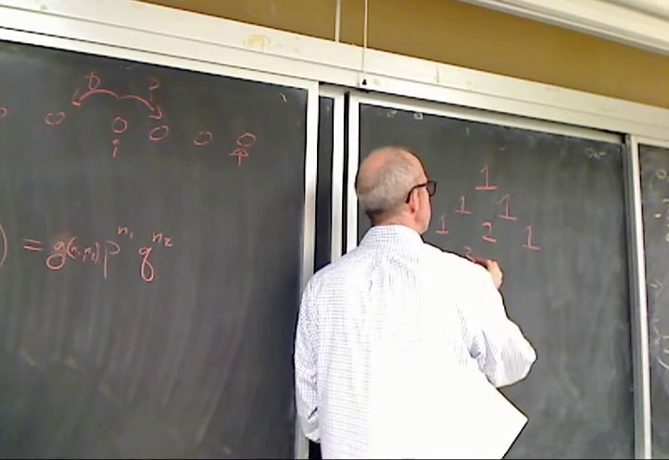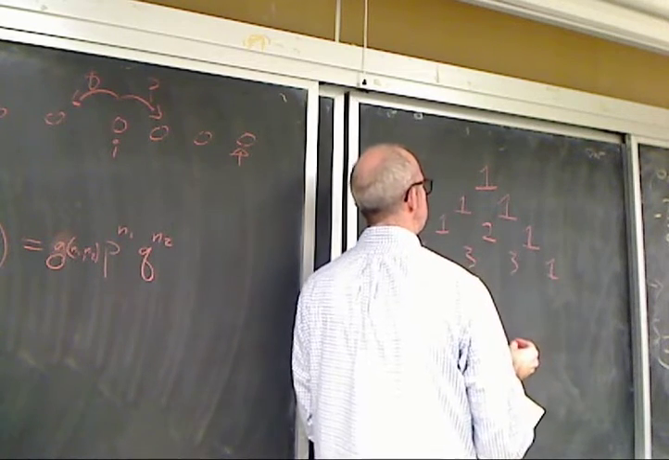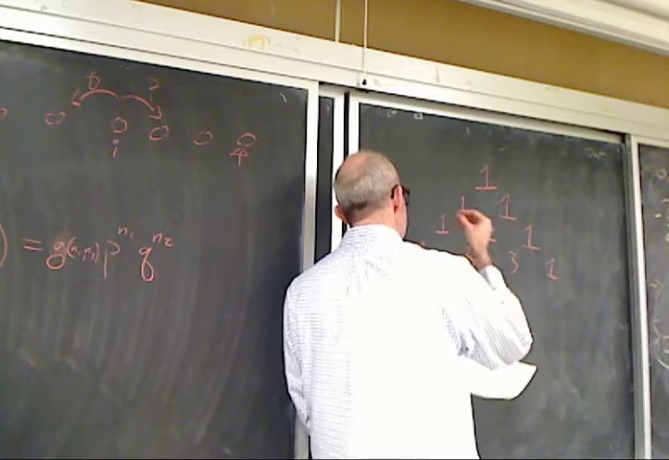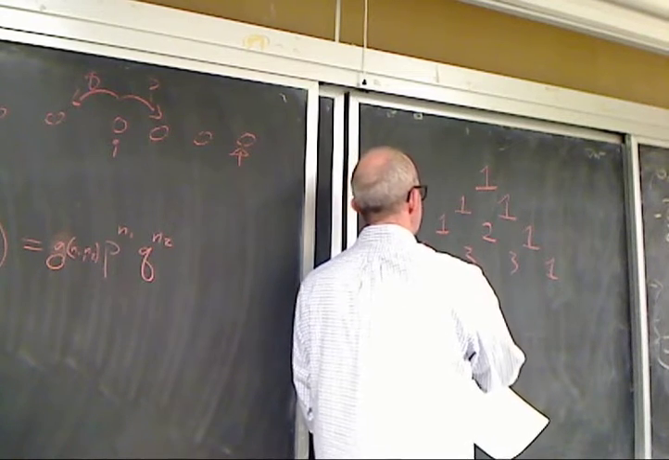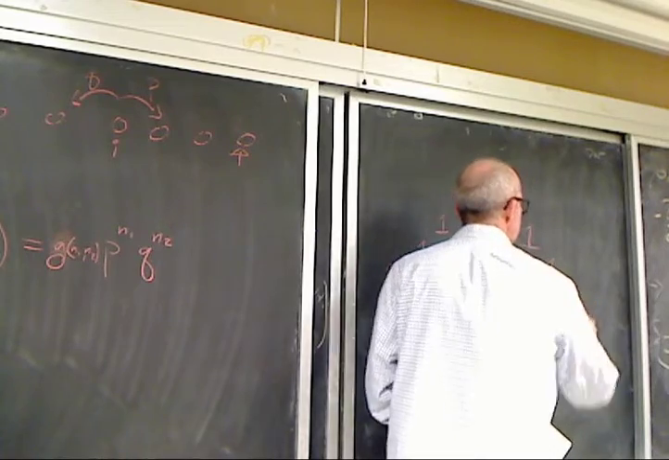There's three ways to get here. There's one way to get way over here. If I take one more step, then there's one way to get here, 4 ways to get here, 6 ways to get here, 4 ways to get here, 1 way to get here.